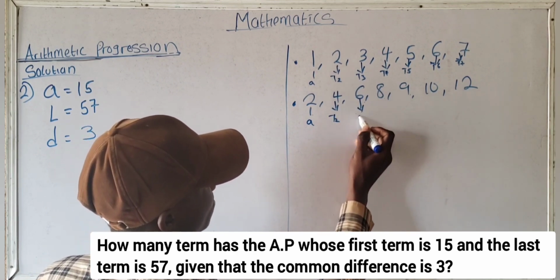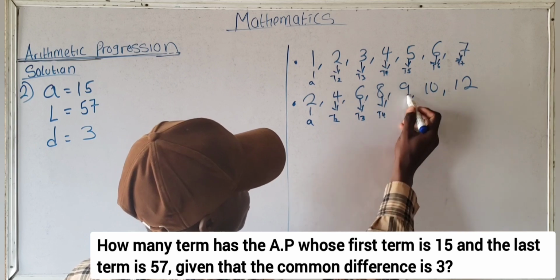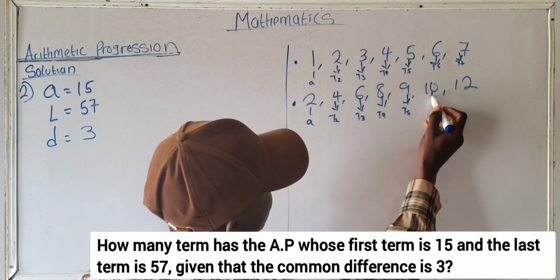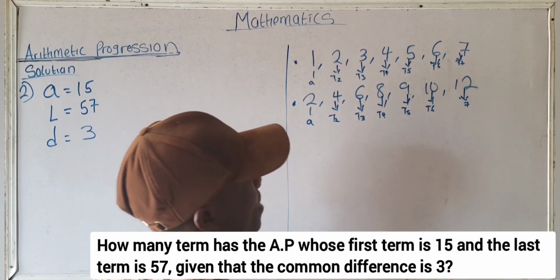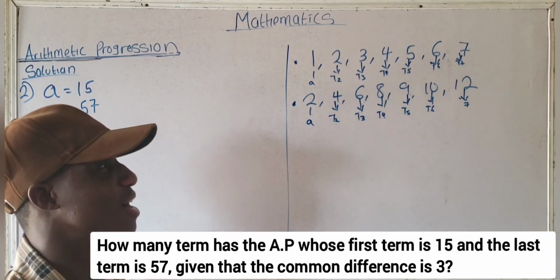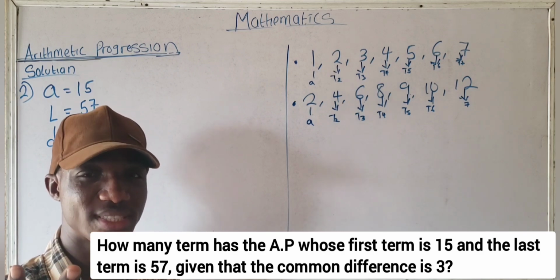This is the third term, sorry. This is the fourth term. This is the fifth term. This is the sixth term. This is the seventh term. You understand? Now, how many terms does this sequence contain? It contains 7. You understand?